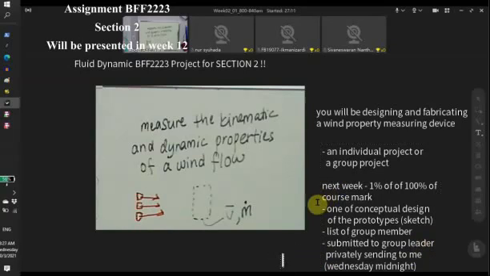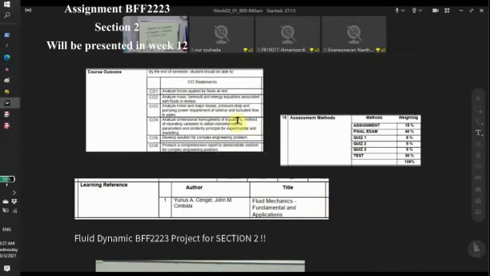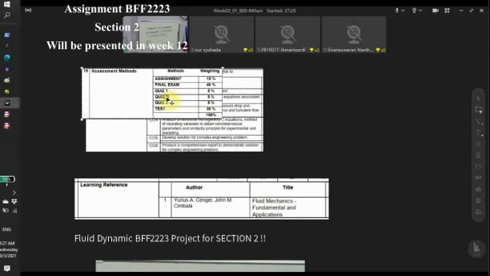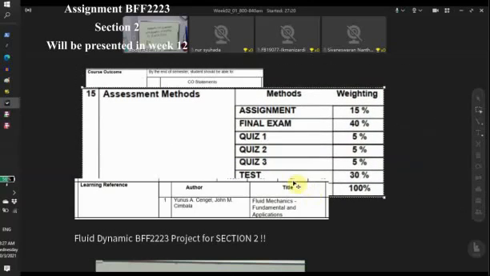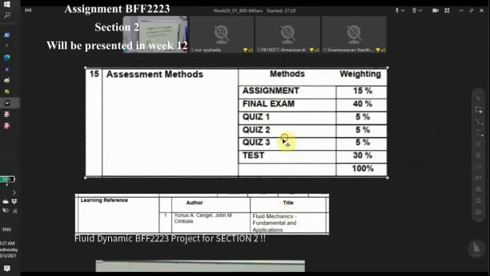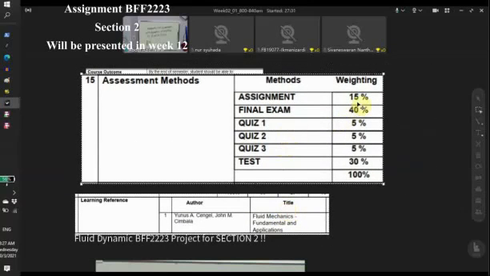Alright, now we look at the assessment method, right? Just want to review again. So we have assignment, which is 15%, that should satisfy course outcome number 5 and 6. Then we have final examination 40%, and then we look at quiz, now we are doing 3 quiz, sorry, and then we have test 30%.